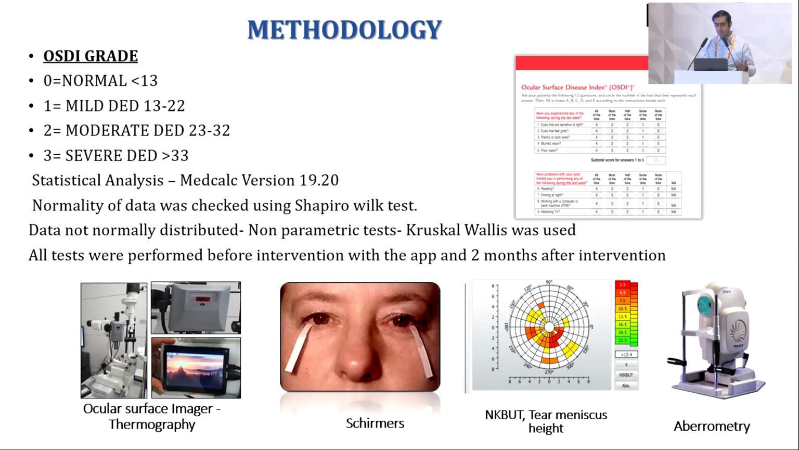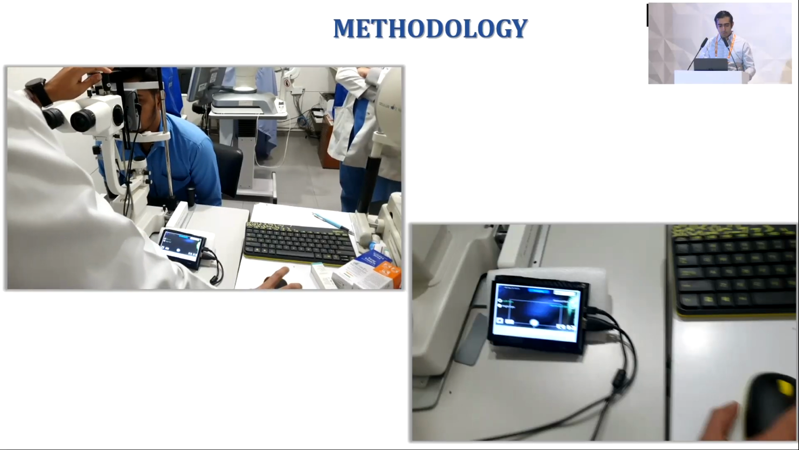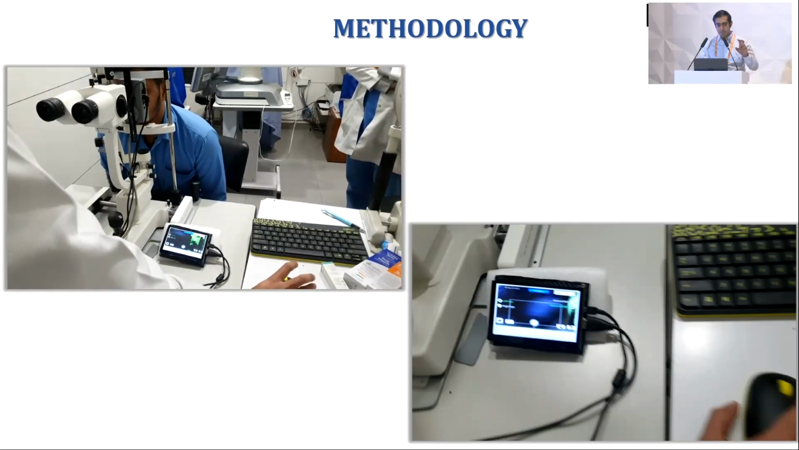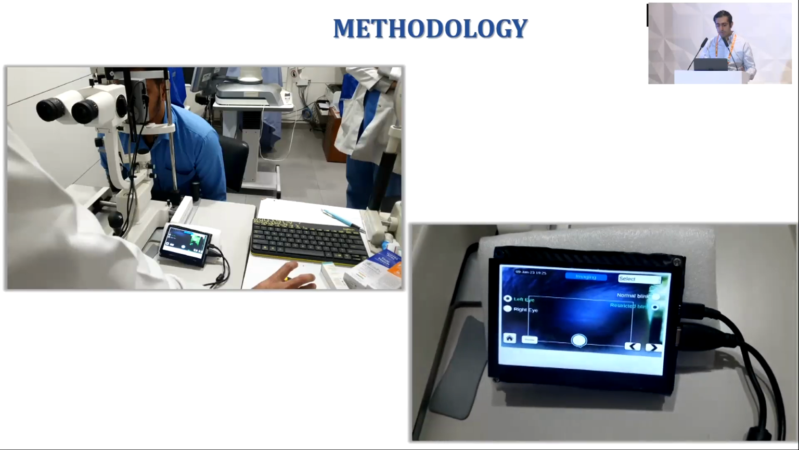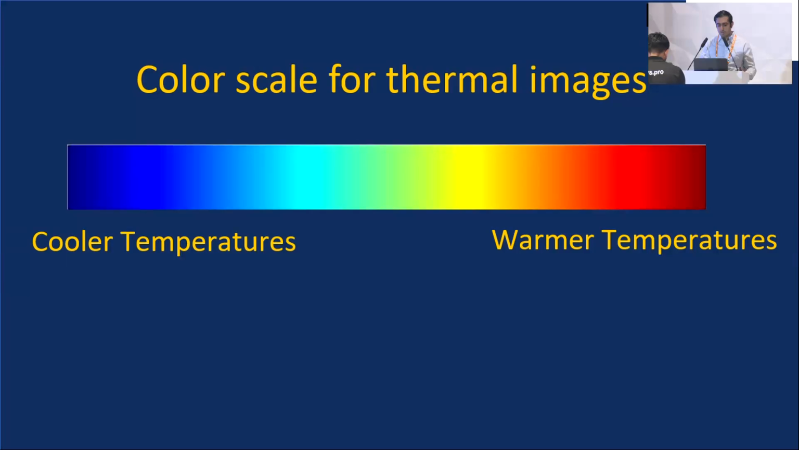device. We looked at Schirmer's, non-contact TBOT, tear meniscus height, and aberrometry in these patients. So this is our imaging modality called the thermography device. It's a handy thing. You can see it's attached kind of like an applanation mount, the gray box, which images the ocular surface. It gives you a thermal profile of the ocular surface, and it can capture in a restricted blink or in a continuous blink mode.